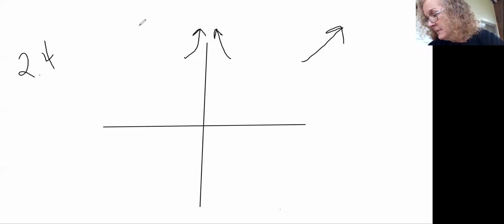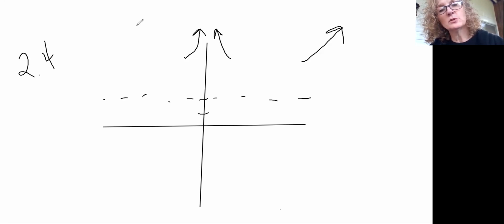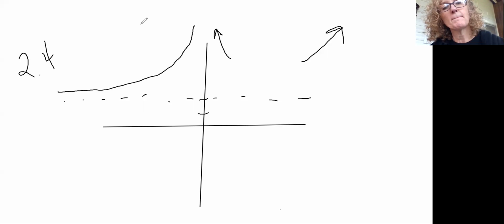Part C, the limit of f of x as x approaches -infinity is 2. So that means as x goes way out here, there's my horizontal line, y equals 2. And as x approaches -infinity, the y values are getting closer and closer to 2. So let me kind of draw what that could look like. That could look like this.